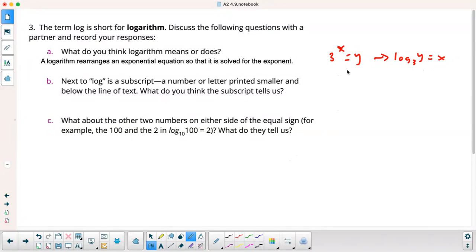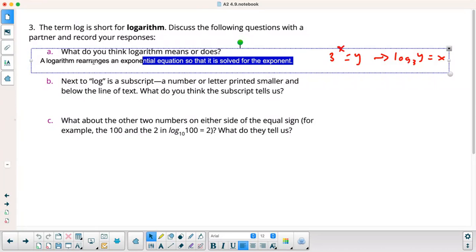So actually, if you took this equation and typed it in on a graphing calculator, and then you typed this equation in on a graphing calculator, like on maybe Desmos, you'd get the exact same graph because they're the same equation. They're just rearranged, okay?